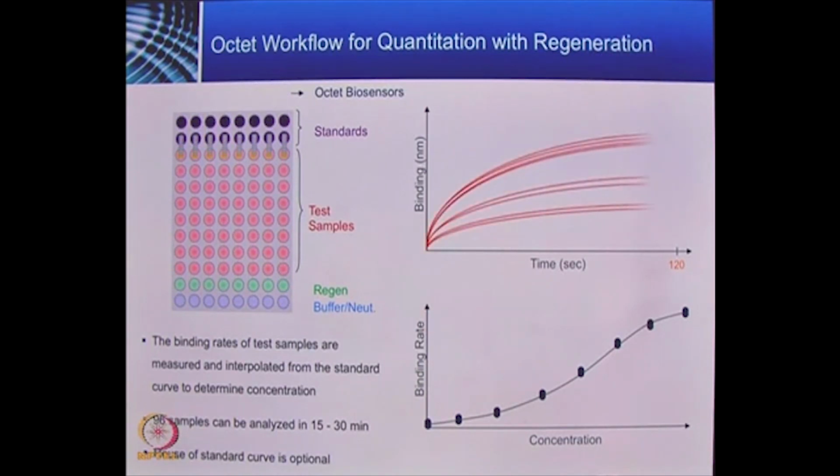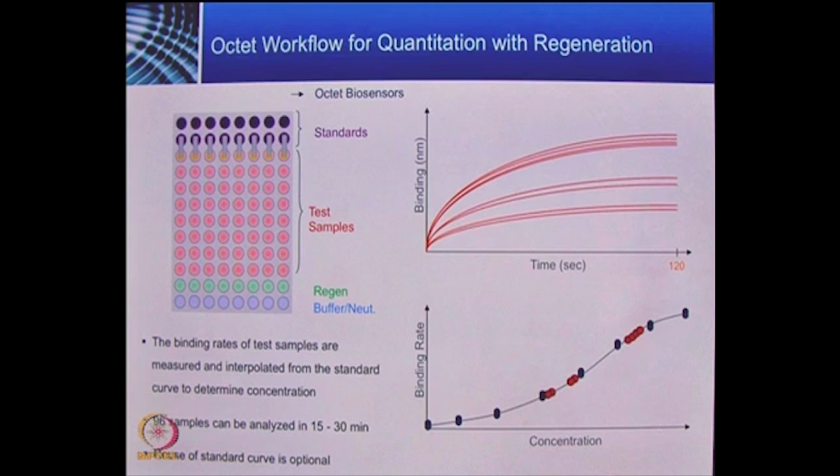After we get the standard curve, we can then regenerate the biosensors by putting them into the regeneration buffer, followed by the neutralization buffer to neutralize the biosensor. Afterwards, the biosensors are dipped into the wells which contain the samples at unknown concentration. From the binding curve, we can also get the initial binding rate of these molecules, and by plotting this initial binding rate onto the standard curve, we can get to know the concentration of these unknown samples.